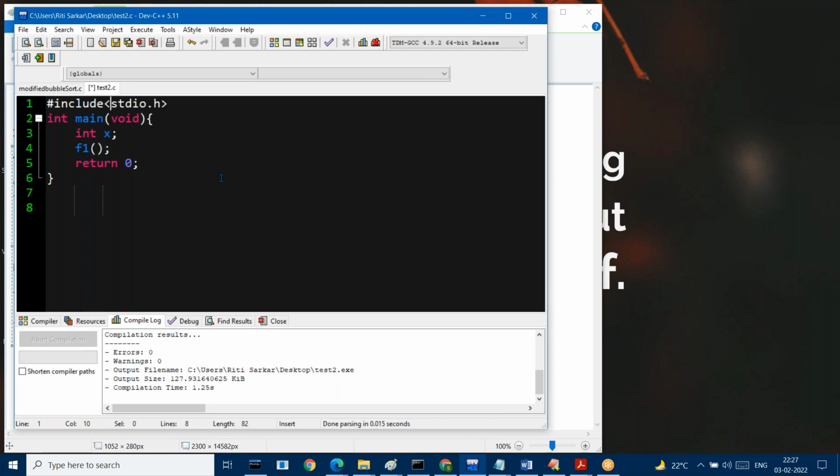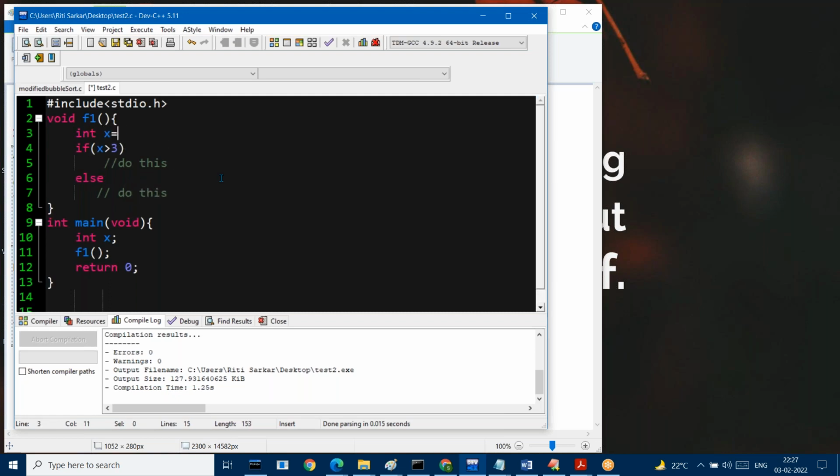F1. Now here, if f1 is a function you are defining, and inside f1 you have only this type of statement: if x greater than 3, do this, else do this. This type of code is there.